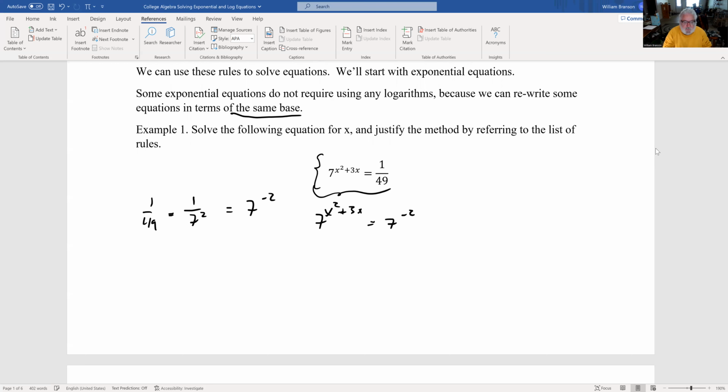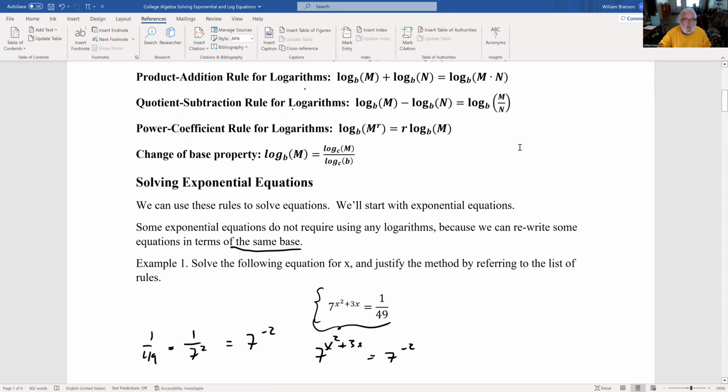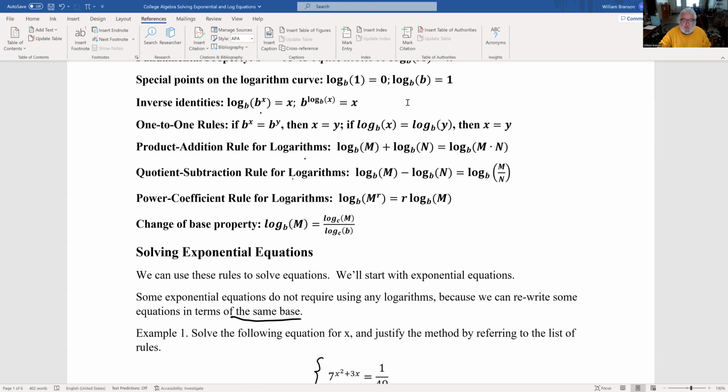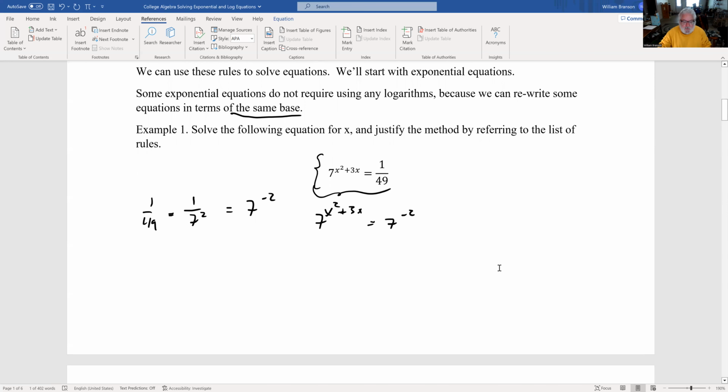And one of the rules that we have is that if we have the same base, b to the x equals b to the y, then x must be equal to y. So we have the same base here, so that means that we must have the same exponent. So x squared plus 3x must be equal to minus 2 because we have the same base and they're equal to each other.